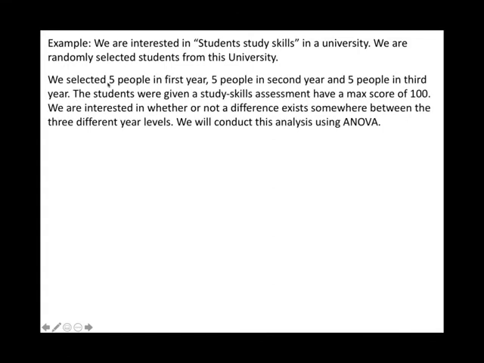So look at this example. We are interested in students' study skills in a university. We randomly select students from this university. So this is what we want to do: find out the students' study skills. We're going to select 5 people in the first year, 5 people in the second year, 5 people in the third year. The students were given a study skills assessment with a maximum score of 100. And we are interested in whether or not a difference exists between the 3 different year levels. We will conduct this analysis using ANOVA.